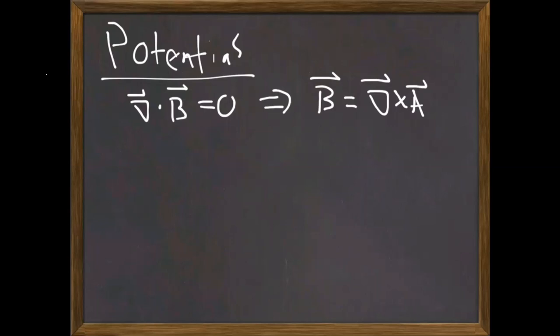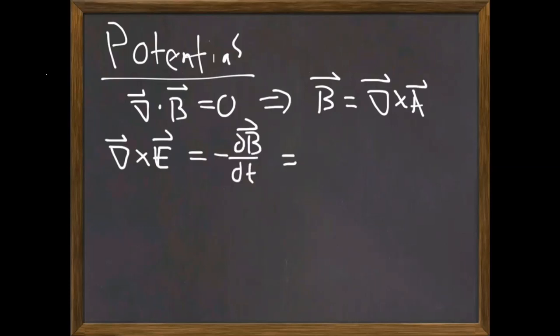Writing B as the curl of A guarantees that its divergence is zero, but it's also always possible to write it as the curl of A. And in fact, it's possible to write it as many different curls, or as the curl of many different vector potentials. Then in electrostatics, we had a nice scalar potential V that was very helpful to us.